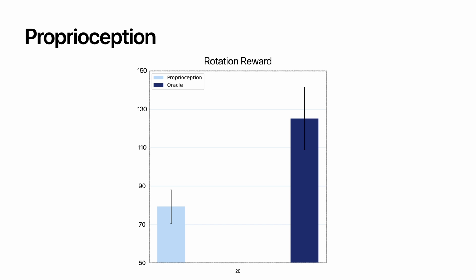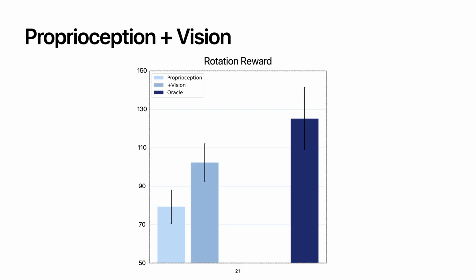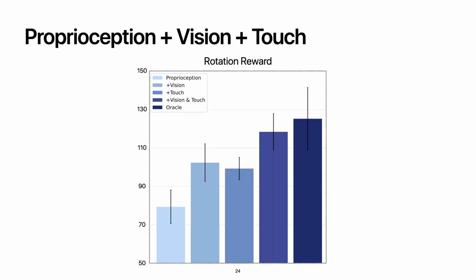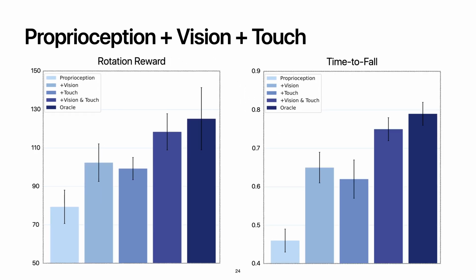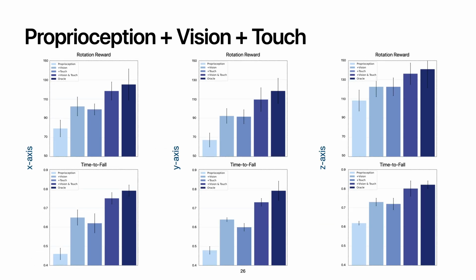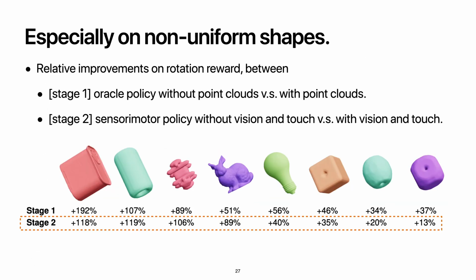Next, we study how to close the gap between sensorimotor policy and the oracle policy. Starting with only proprioception input, it is much worse than the oracle policy. When we add vision, it improves a lot. Similarly, when we add touch, it is also much better than using proprioception only. When we add vision and touch at the same time, it gets further improvements, almost matching the oracle policy. We observed a similar phenomenon for the stability metric, which measures normalized time before falling. The trend is the same for all three axes. Similarly, we find it improves mostly in challenging objects.